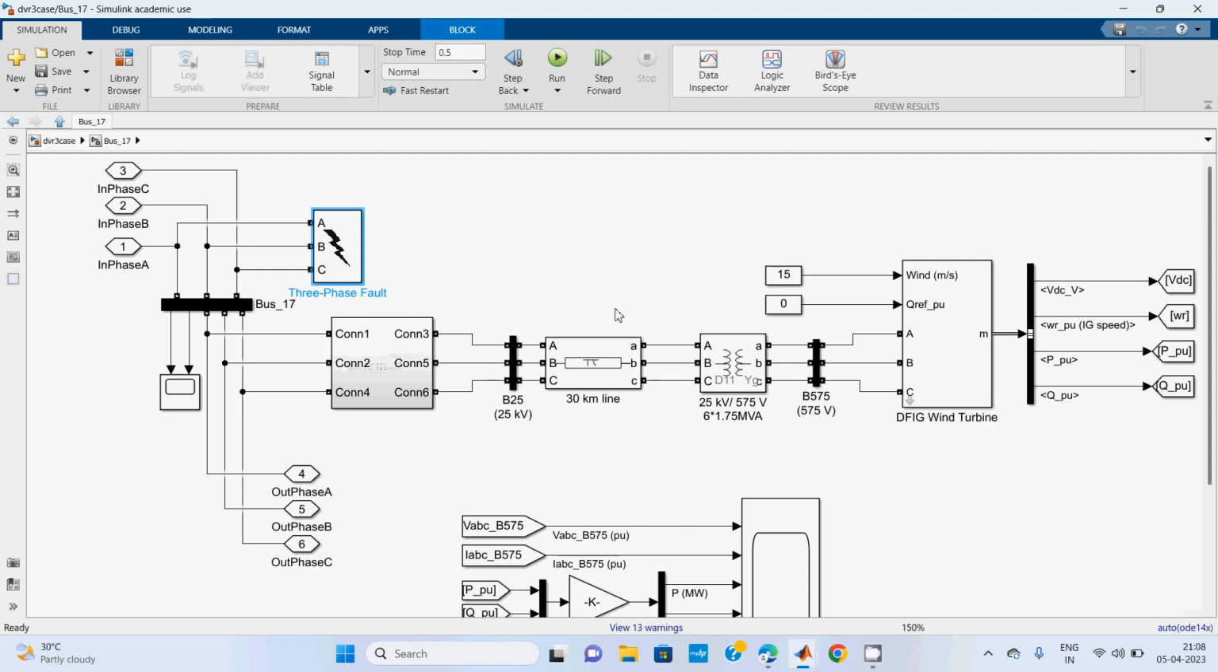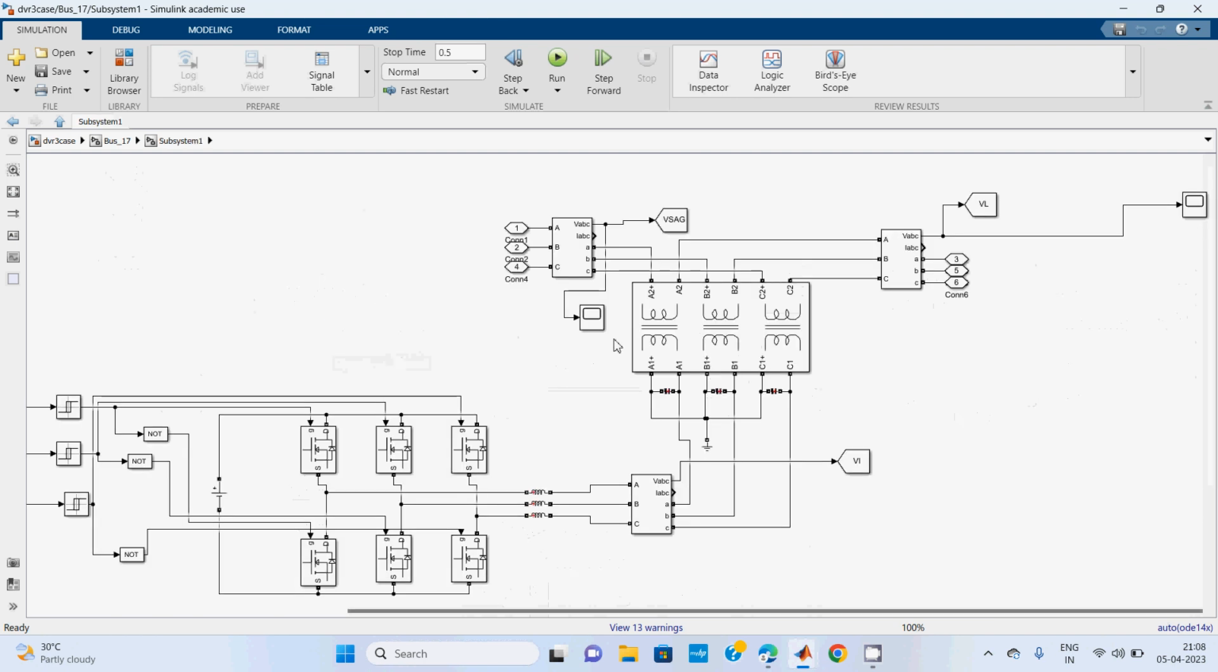By this design, you can easily say that wind is integrated with the distribution IEEE 33 network through the DVR. This is the new concept. This concept is totally different from the reference one. So in this model, I am creating a fault at the 17th bus.